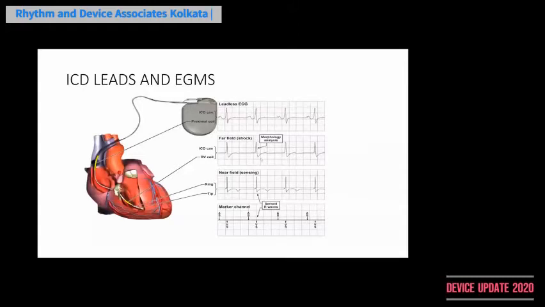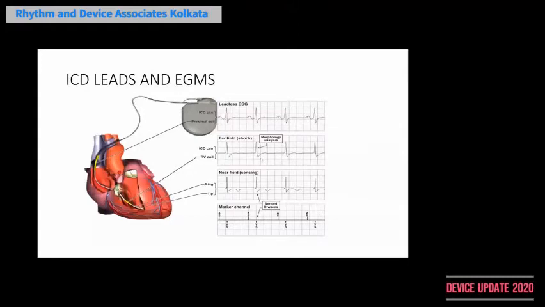So we can always discuss a lot of things based on the far field and near field. We can apply our mind to all these things. But what is the mind of the ICD? The mind of the ICD is the marker channel, where we get the things which the ICD sees and how it acts accordingly. So that is the marker channel.